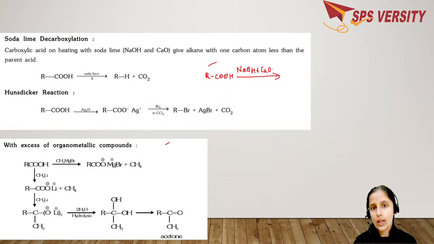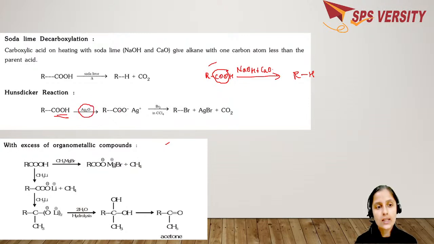And what is it that you are going to get? The entire group from here will go. That's CO2 removal, which is why it is called decarboxylation. And you are going to get RH at the end, that is a hydrocarbon. Then you have the Hunsdiecker reaction, in which the carboxylic acid is treated with silver oxide.